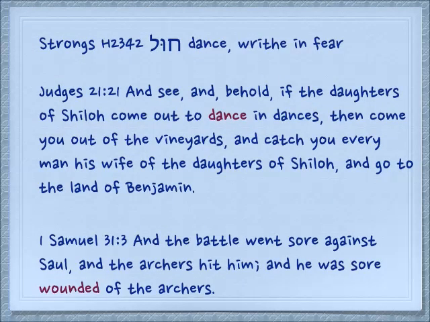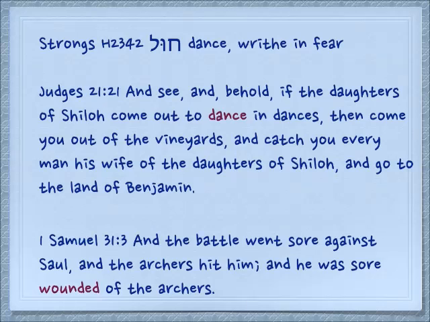Now there is a verb, chul, which means to dance or to writhe in fear. And this comes from the bowstring, which is going back and forth. The string is constantly in movement, in a kind of a writhing motion. Judges 21:21, "And see, and behold, if the daughters of Shiloh come out to dance in dances, then come you out of the vineyards, and catch you every man his wife of the daughters of Shiloh, and go to the land of Benjamin."